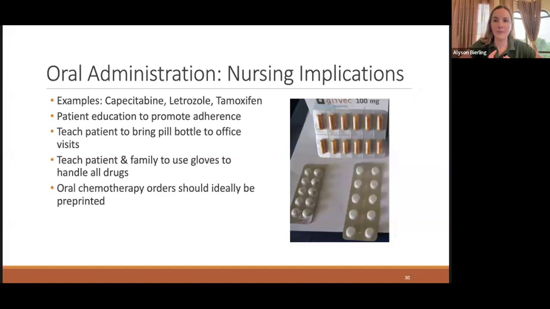Patients and their family should be advised to use gloves, ideally at home, when handling all of the drugs to protect themselves from the harmful effects of those drugs. And oral chemotherapy orders should ideally be pre-printed to prevent any errors.